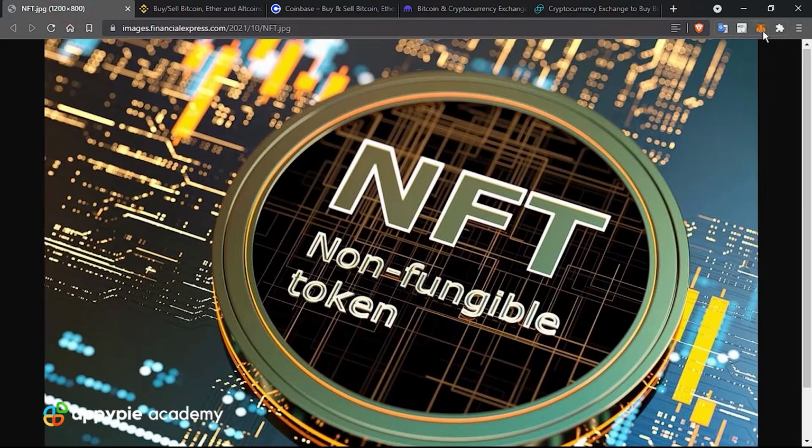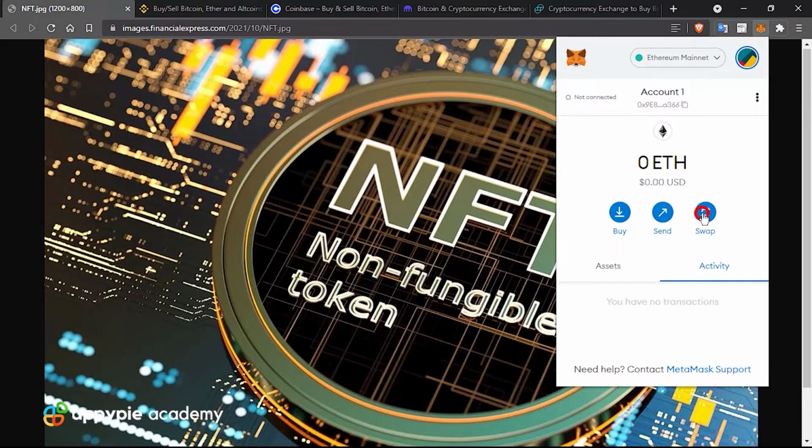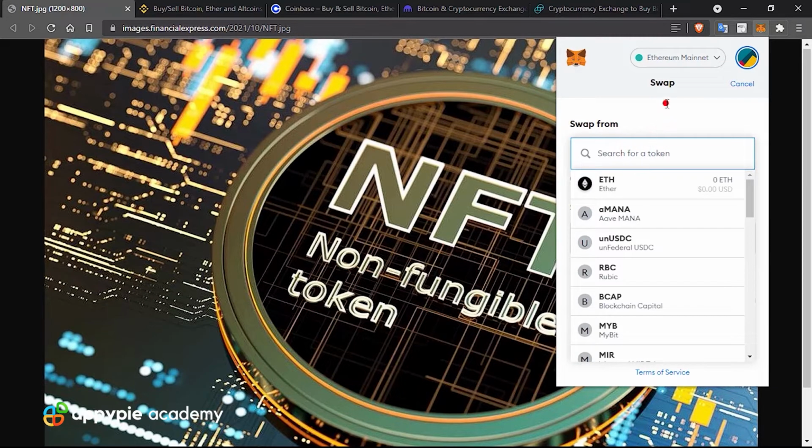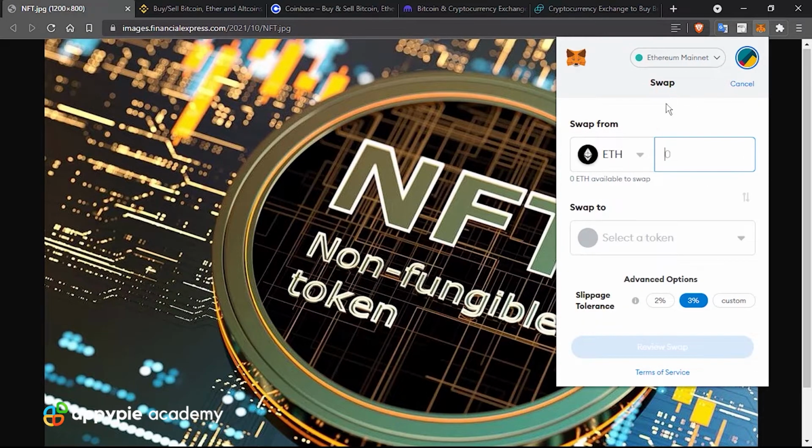I'll show this again. And then you also have a swap option. This swap option is basically to change your Ethereum or one of the cryptocurrencies into some other form, and it will take certain charges based on that.